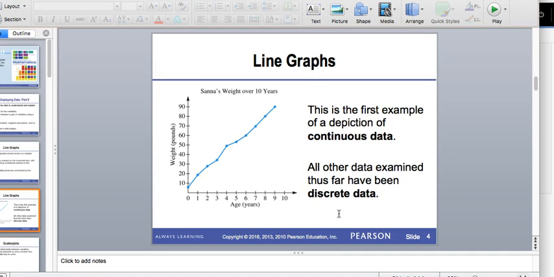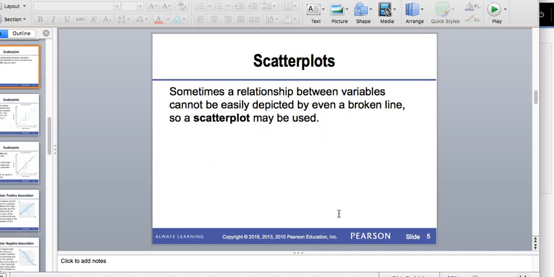Everything else we've done so far has been discrete, which means it's not continuous data. We're not looking at it from year to year to year and connecting it. So if you have continuous data, you can depict it in a line graph. Scatter plots are used when we're looking at a relationship between variables. We don't do a line graph because it's going to have many points on it. There might be a trend, but it's not continuous in the fact that we can connect the points like we do on a line graph.